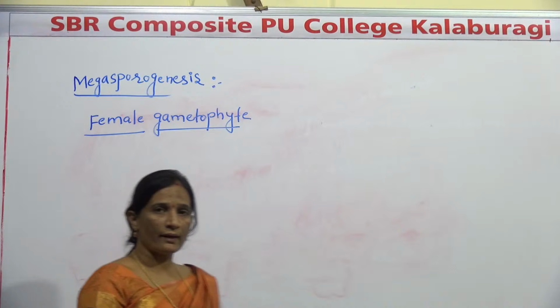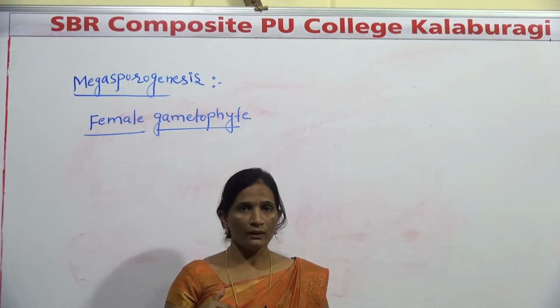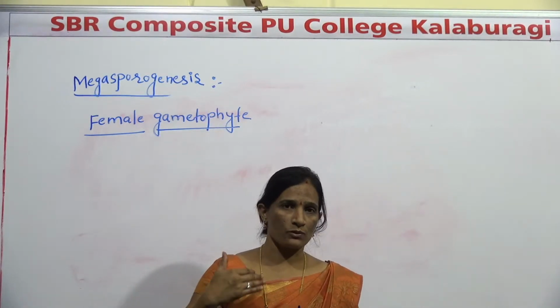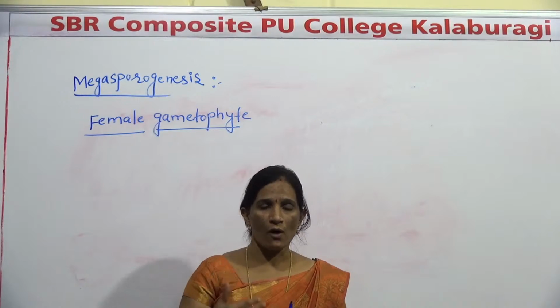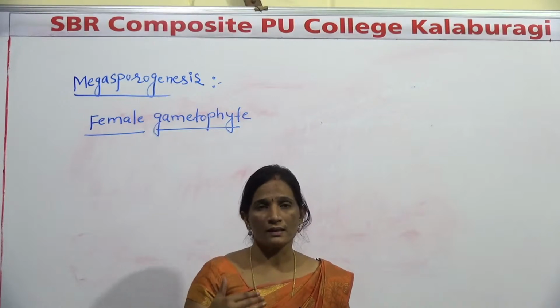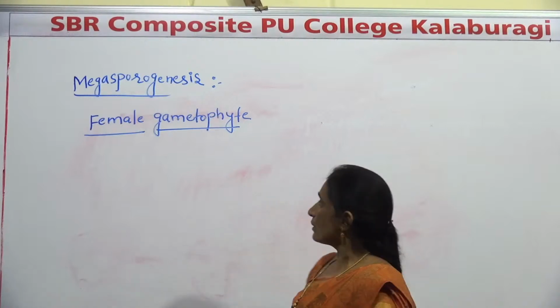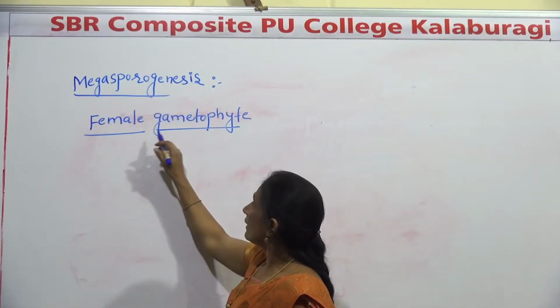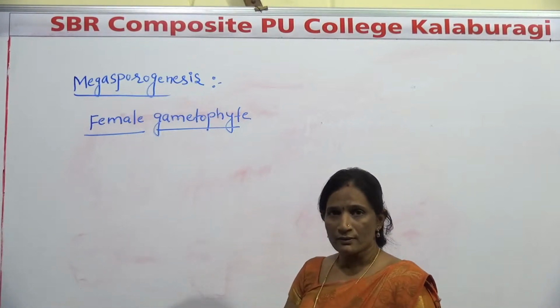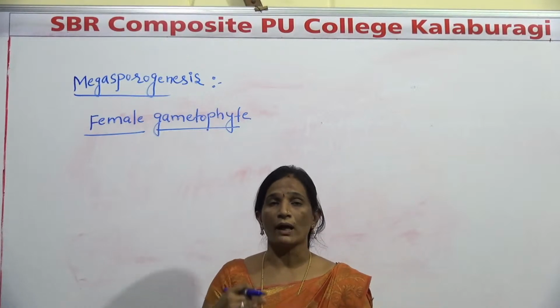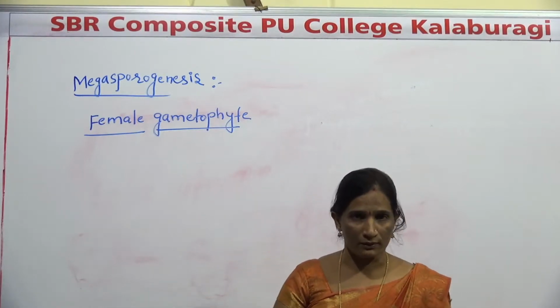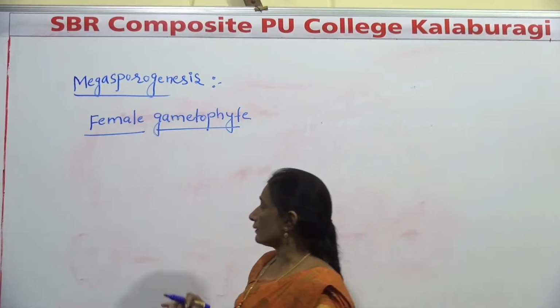Till now you studied the formation of the megaspores, how megaspores are formed. Megaspores are formed when the megaspore mother cell undergoes meiotic division. Is it clear? So now the female gametophyte. How is the female gametophyte or embryo sac formed? Is it clear?